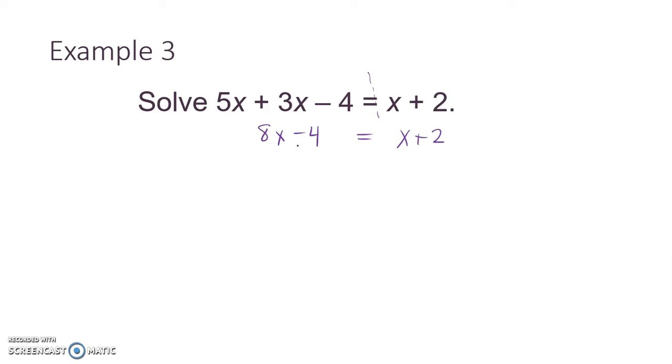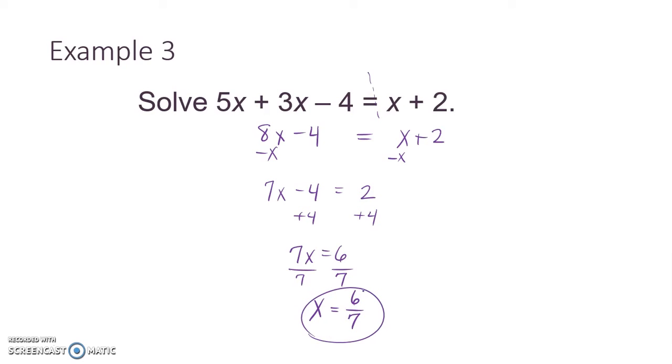Then we need to decide where am I going to move my variables. Well, since they're both positive and my larger variables are on the left, I'm going to move them to the left so that I end up with positive values. So minus x gives me 7x minus 4 equals 2. We'll add 4 to each side. So we end up with 7x equals 6. And then last step is multiply or divide. So we will divide by 7 and we get x equals 6 over 7. Remember, totally fine to leave it in fractions. You don't have to divide it out and make it a decimal.